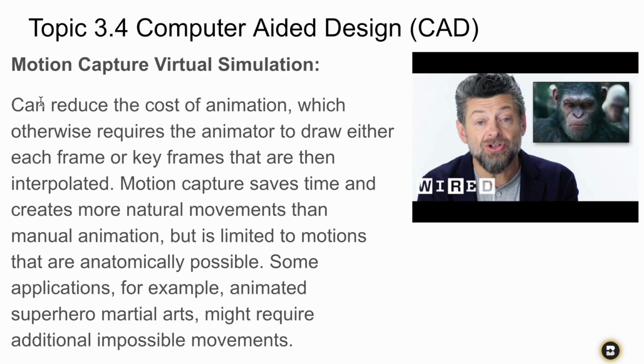Motion capture can reduce the cost of animation, which otherwise requires animators to draw either separate frames or keyframes that are then interpolated. Motion capture saves time and creates more realistic, natural movements than manual animation, but it's limited to motions that are anatomically possible. So you can't really motion capture something that people can't do. Some applications, like animated superheroes, might require additional possible movements, etc. But it's using that motion capture for analyzing how people move.